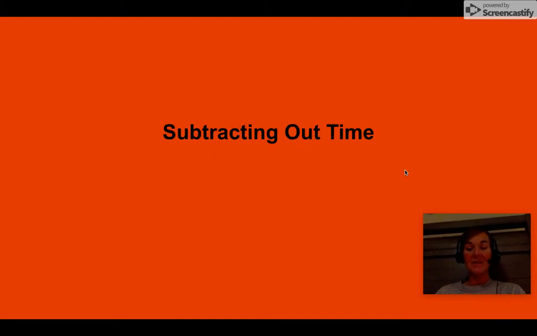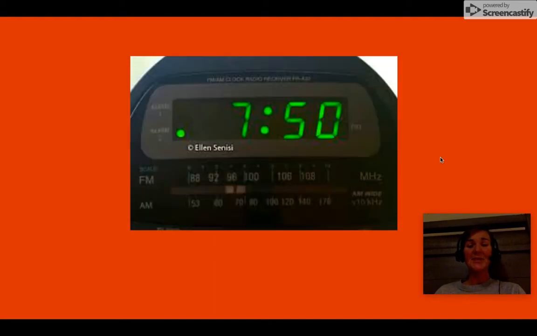Now let's just focus on subtracting out time. Remember, we're going to use that structure of bumping up the hour, the word menos, and then subtracting out the number of minutes we need to get back to the original minutes we wanted. Sounds confusing, but you're doing a great job with it in class.